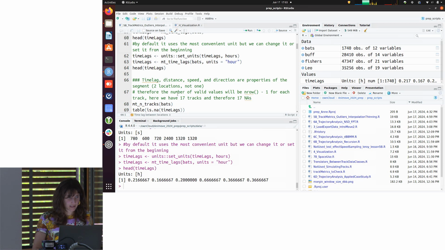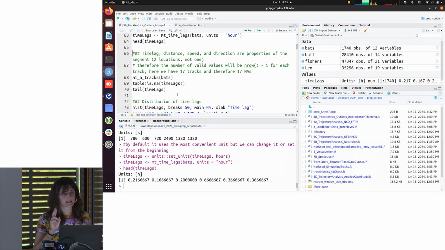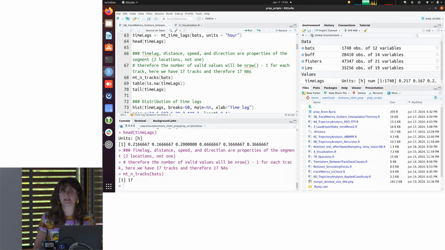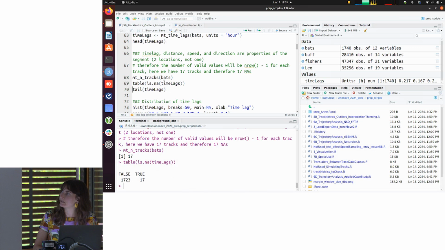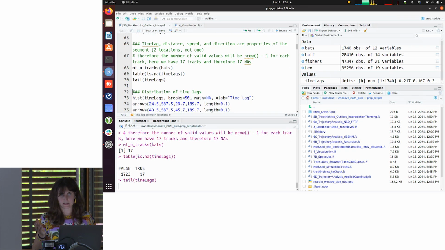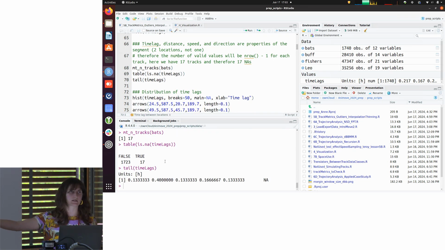And as I mentioned earlier, time lag, but also distance, speed, and direction are properties of a segment. So we said we have 17 tracks, and if we look at the number of NAs in the new variable that we calculated, we have 17 NAs. If we look at the tail of, in this case, the last trajectory, we see that the last value is always an empty value.